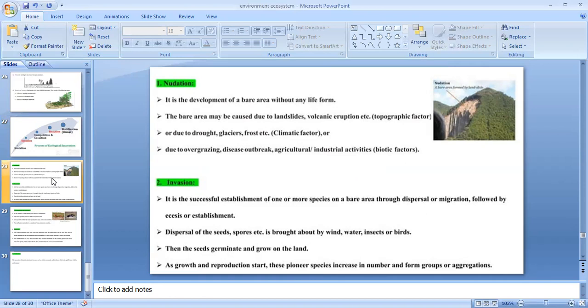And the second, invasion. It is the successful establishment of one or more species on a bare area through dispersal or migration, followed by ecesis or establishment. Dispersal of the seeds, spores, etc. is brought about by wind, water, insects, or birds. Then the seeds germinate and grow on the land. As growth and reproduction start, these pioneer species increase in number and form groups and aggregations.